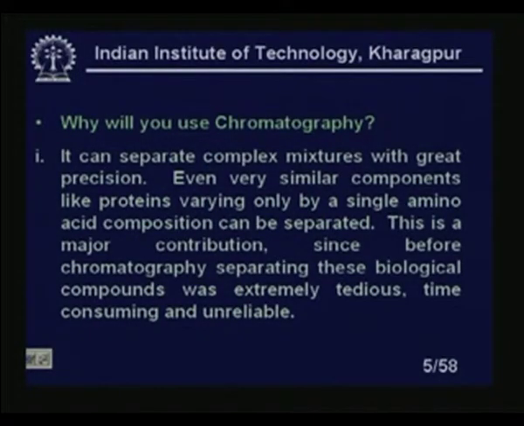Even very similar components, like proteins varying only by a single amino acid composition, can be separated. This is most important. In many cases we need this type of separation. So, different components, different chemical compounds, even with a single amino acid difference, can be separated.